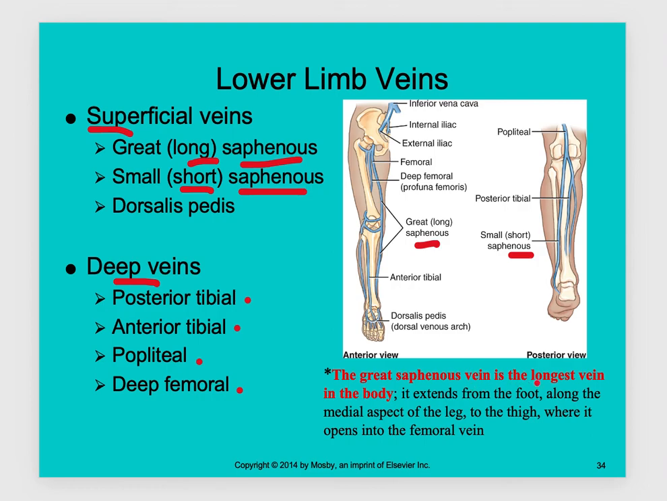The great saphenous vein is the longest vein. It extends from the foot along the medial aspect of the leg to the thigh, where it opens into the femoral vein. So from the foot to the thigh, where it opens into the femoral vein, that is the longest vein that we have.